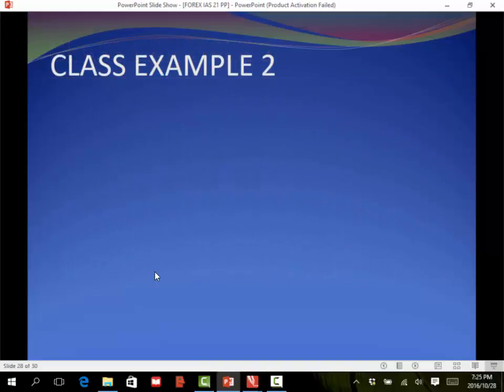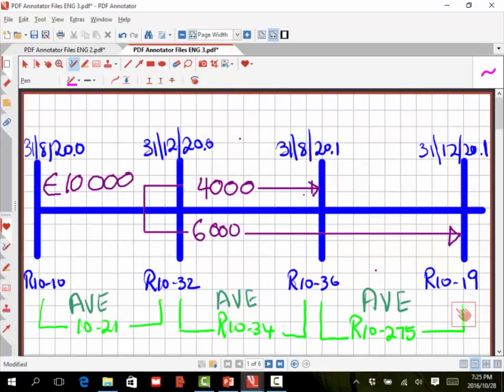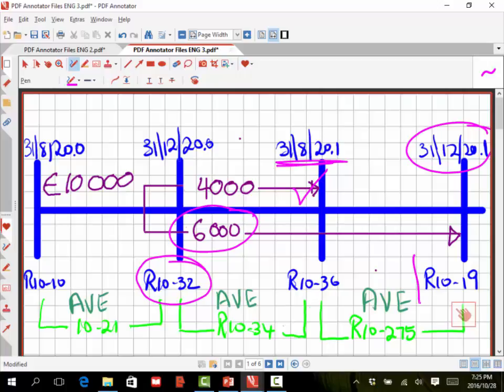We will now have to continue with the year-end balances and translate that to the closing rates. So let's have a look at that. Remember, as we said previously, the 4,000 has now been paid. So all that is remaining at the year end, 31 December 20.1, is the 6,000 euros that's still outstanding and payable. So therefore, the other point is that 6,000 euros was not restated when we paid the 4,000. It is still standing in the books at the translation rate of 10 Rand 32.